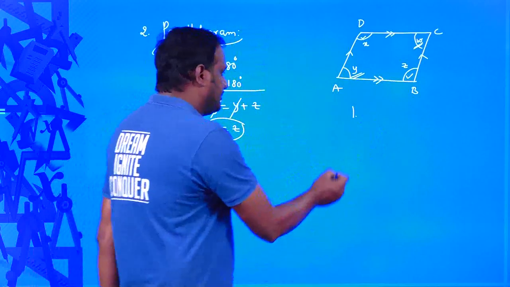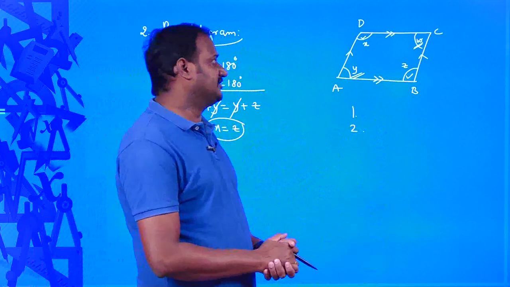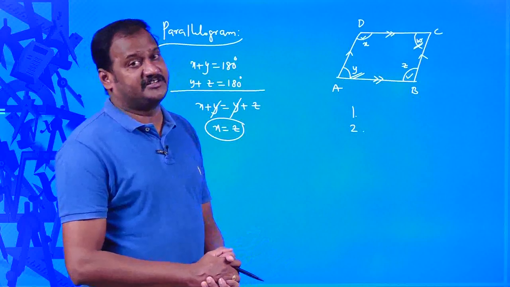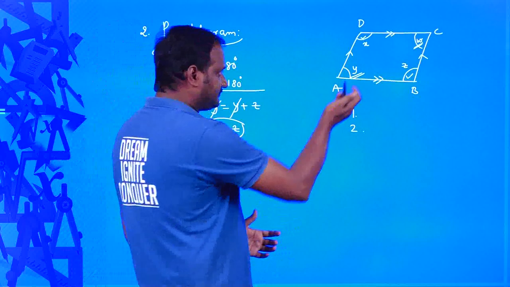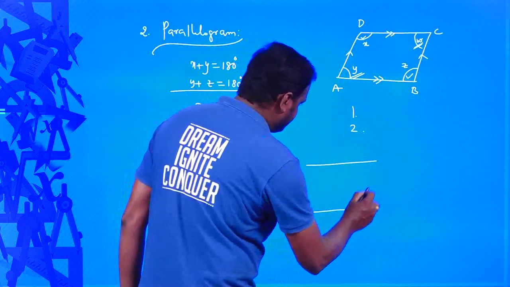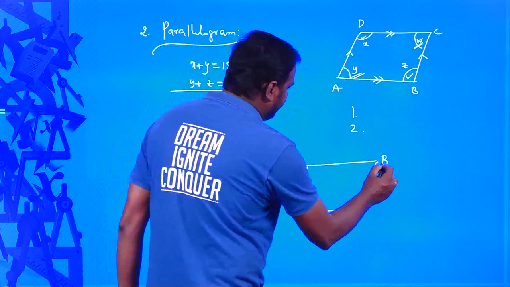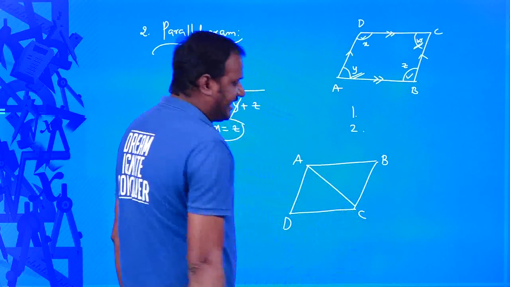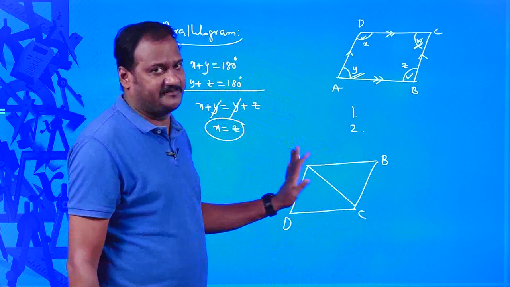And coming to the second property of this parallelogram, what is the second property of parallelogram? You know very well about congruence properties of triangles, right? So, let me draw this again. I am drawing this again just for our convenience. Let it be suppose ABCD, right? This is the diagonal of this quadrilateral, diagonal of a parallelogram.